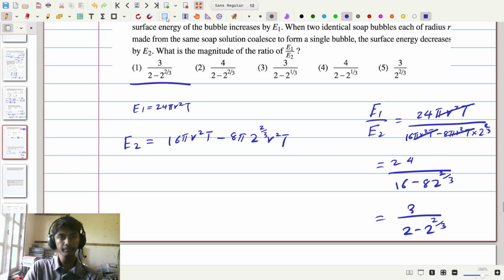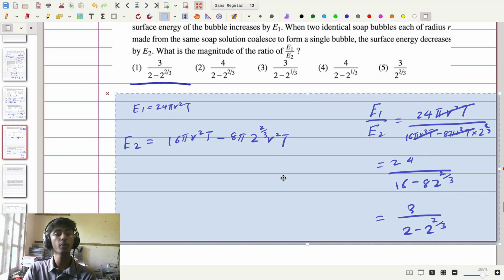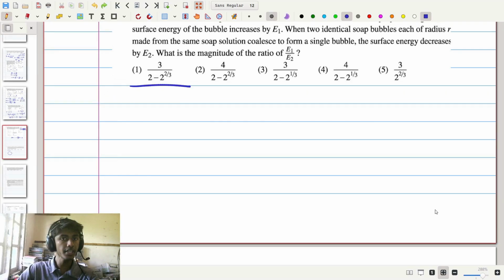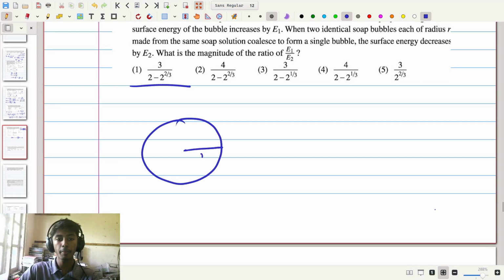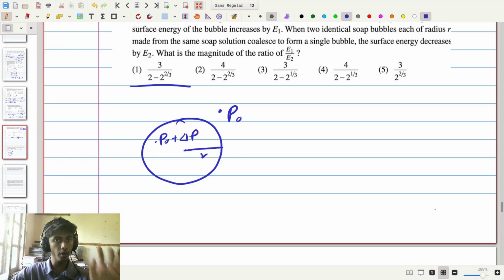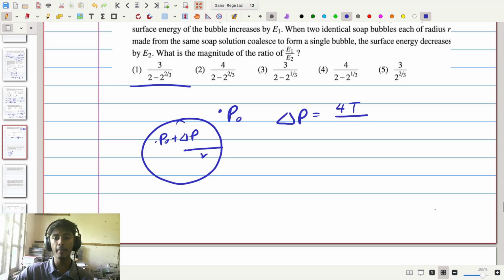However, there is a small problem with this question. And the small problem has to do with how bubbles behave. Consider a bubble of radius r. Given a bubble like this, we know that the pressure on the inside is not equal to the pressure on the outside. And we also know if the external pressure here is P0, the internal pressure here will be equal to P0 plus delta P, where for a bubble, delta P is equal to 4T divided by R.